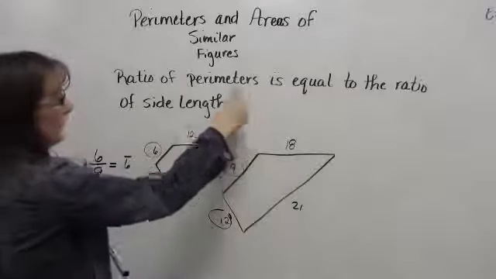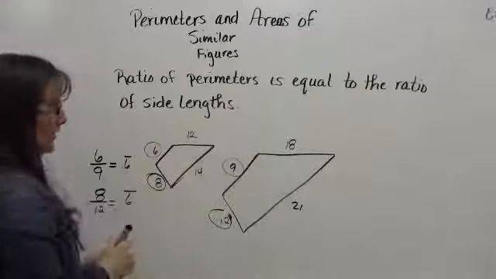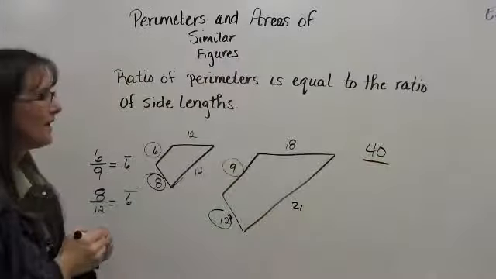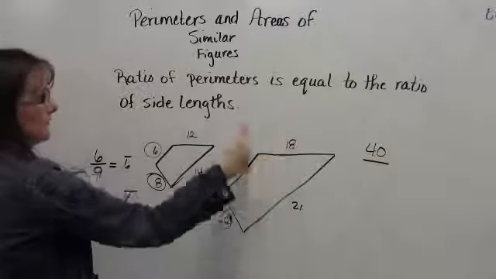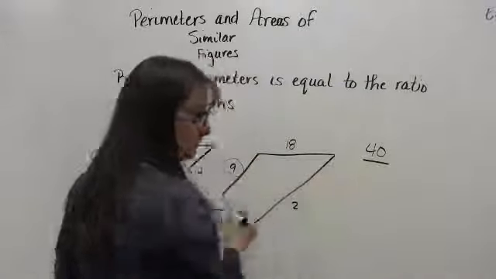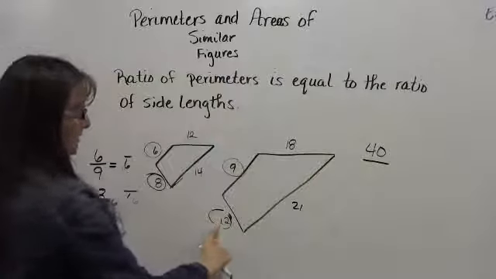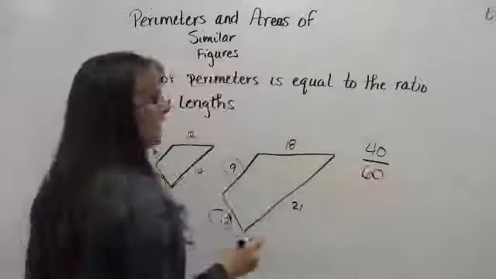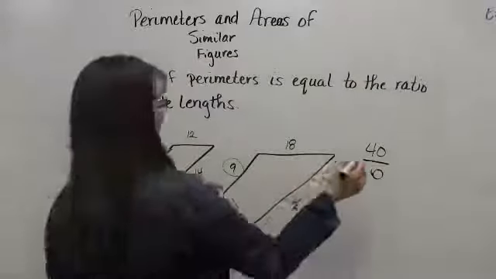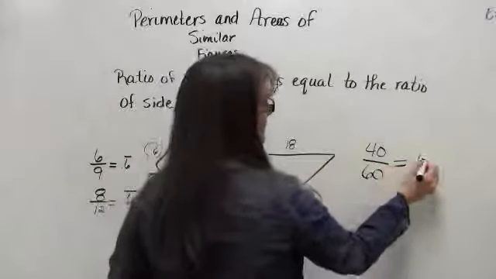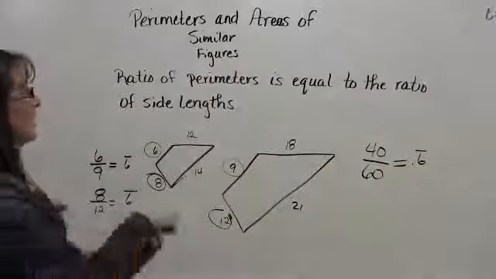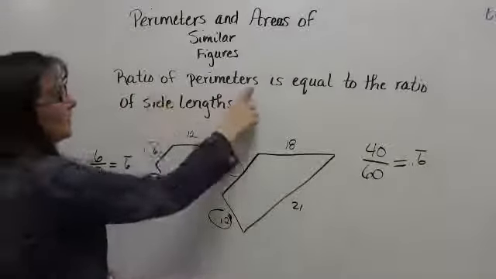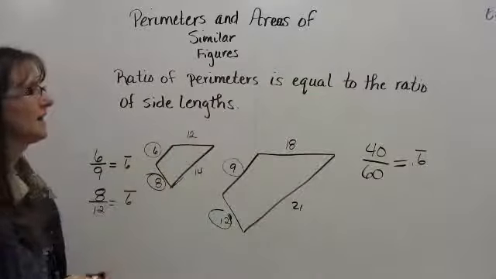Well, if I find the perimeter of the first shape, and that is 40, and I divide it by the perimeter of the second shape, which is, I forgot what it was. Let's see, that's 33, 43, 51, which is 60. And I divide 40 by 60, I'm also going to get 0.6 repeating, because the ratio, remember that's just simply a fraction, the ratio of perimeters is equal to the ratio of side lengths.